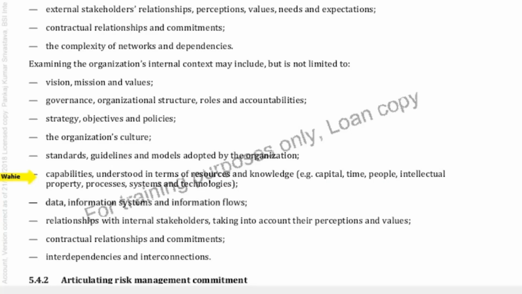So this is talking about what your capabilities are in terms of capital. What is your capital asset? What are the time constraints? What are the people issues? What are the intellectual property issues? What are the processes, systems, and technology? What are the issues in capital management, time management, people, intellectual property, and lack of processes, systems, and technologies?